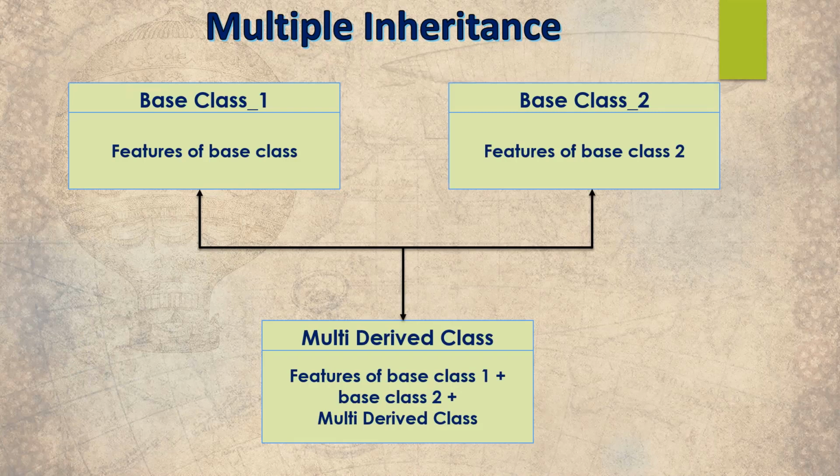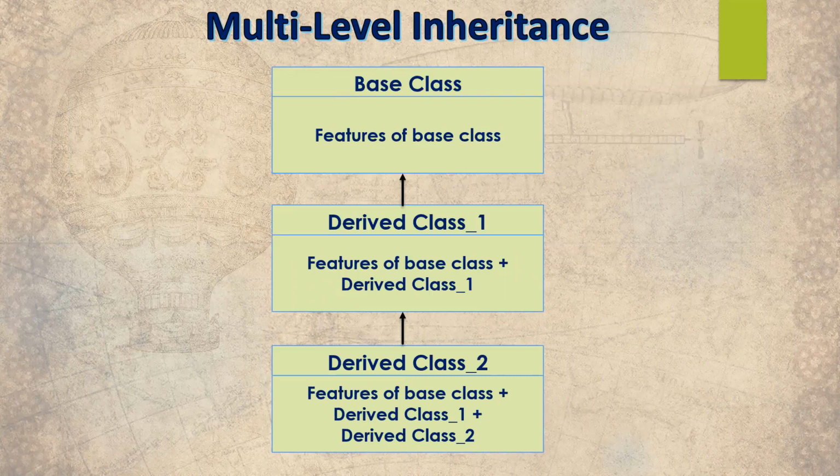Now let's understand the high level details of multilevel inheritance. So guys, multilevel inheritance means if a class is derived from another derived class, then it is called multilevel inheritance. In this figure, you can see that we have one base class with its features. From the base class, I'm going to create a derived class, and that derived class will have all the features of your base class, plus whatever features you want to define in the derived class.